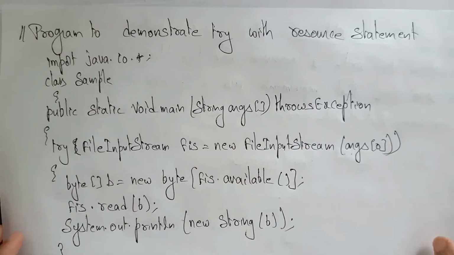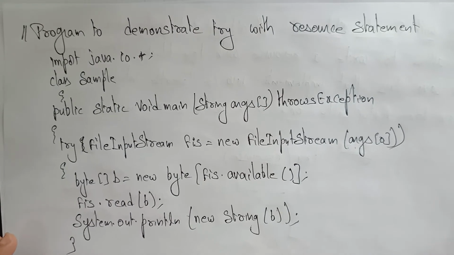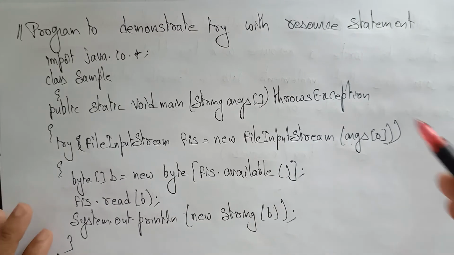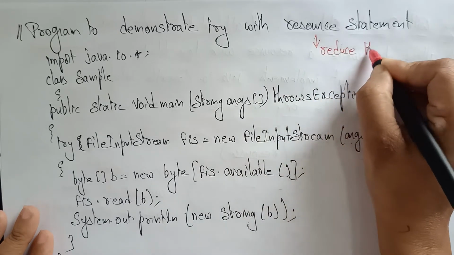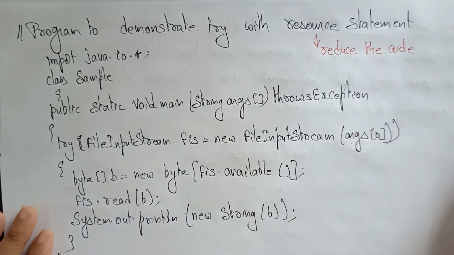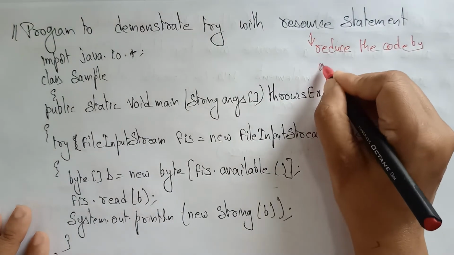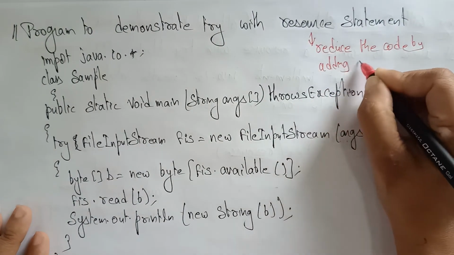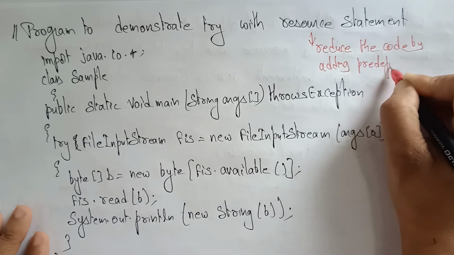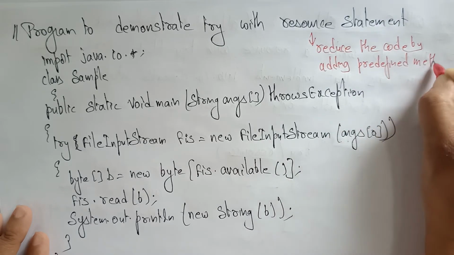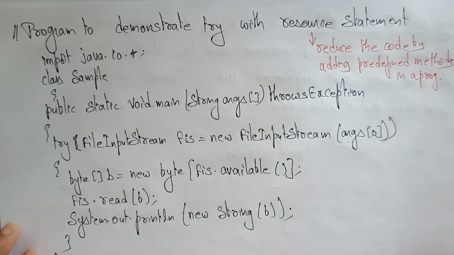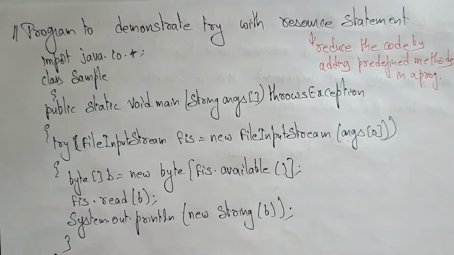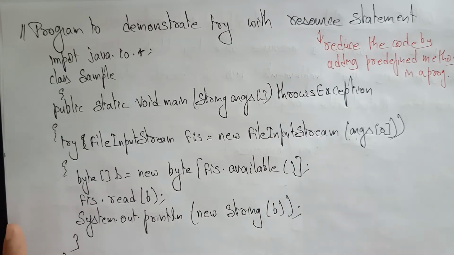Now let's see a program to demonstrate the try with resource statement. This program helps us reduce the code. How is it going to reduce the code? By adding some predefined methods in a program, we can reduce the code. This concept is an alternate to the finally block, as I said. Now let's see the program.